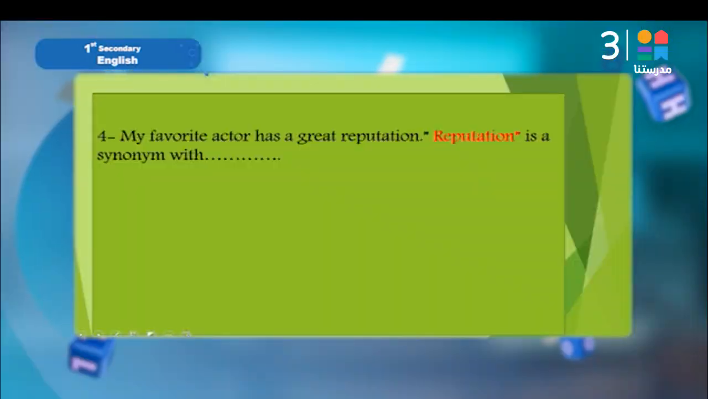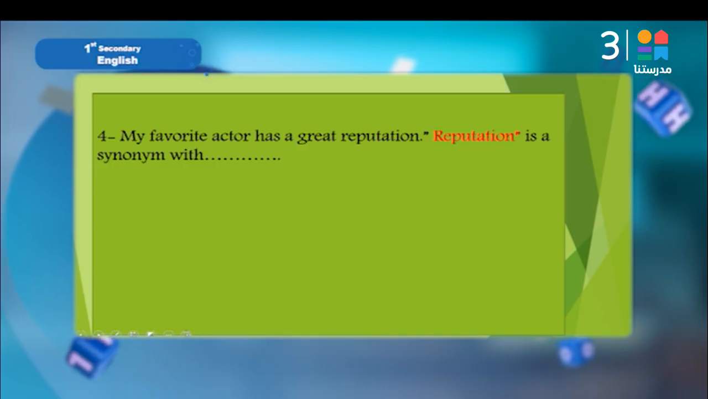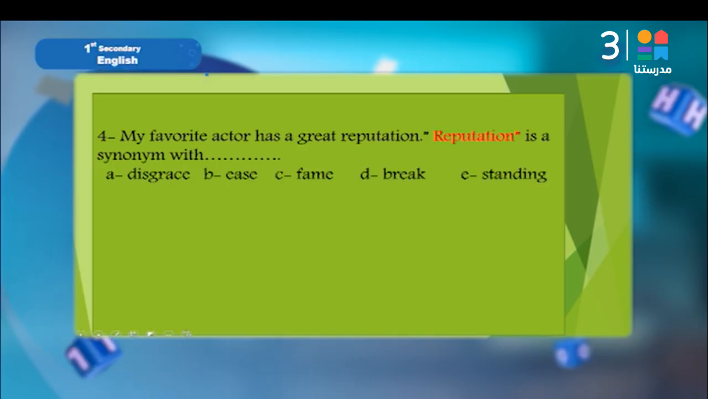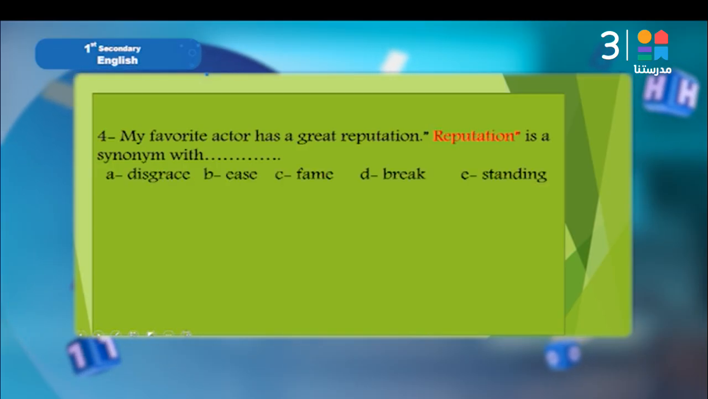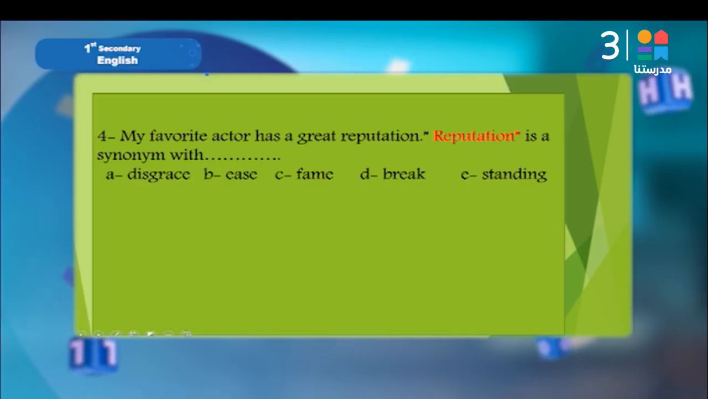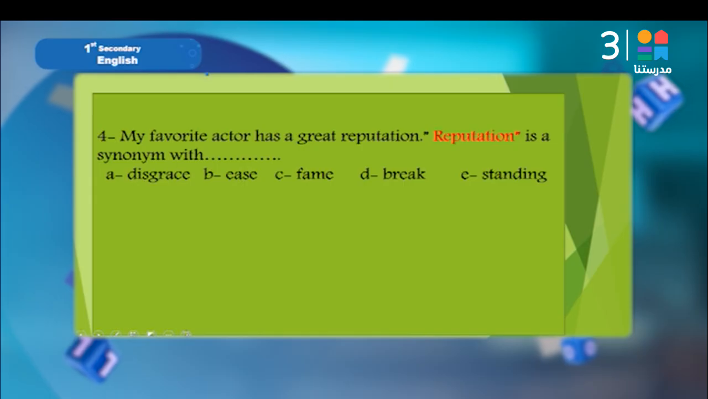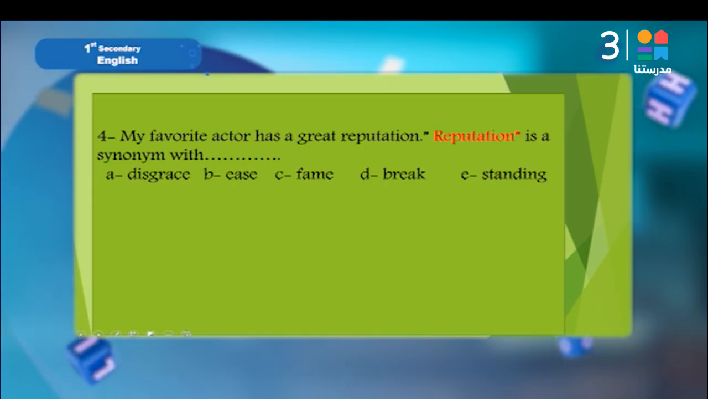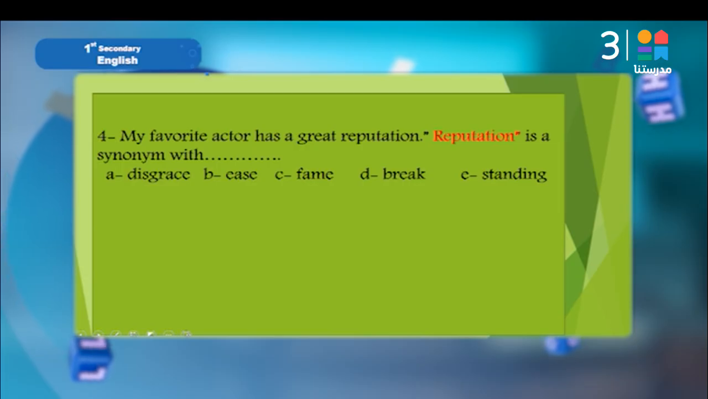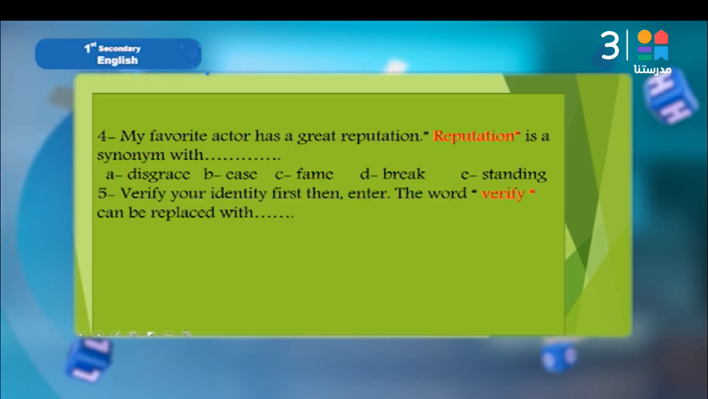Number 4. My favorite actor has a great repetition. What is the synonym of the word repetition? We have taken this before. Yes, we remember. What does it mean? Yes, so repetition means like fame. Well done. And what else? Break? No, not break. And what? Standing. Very good, standing. Let's take another question.